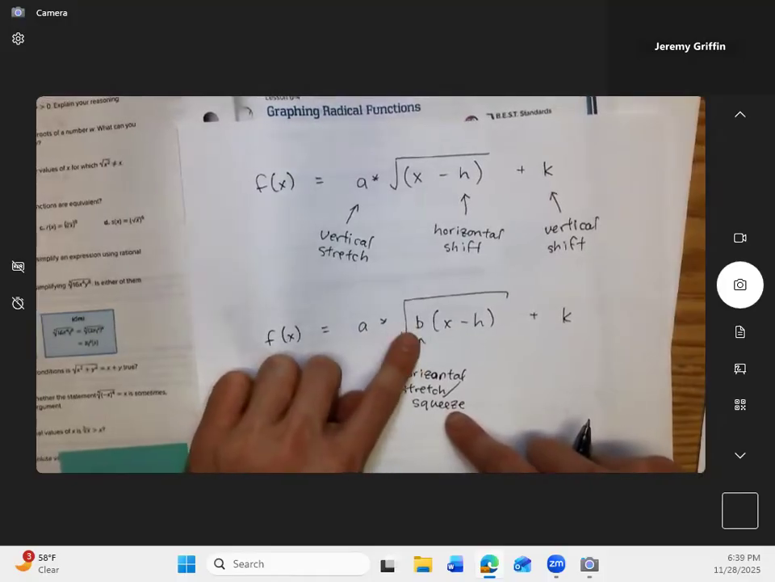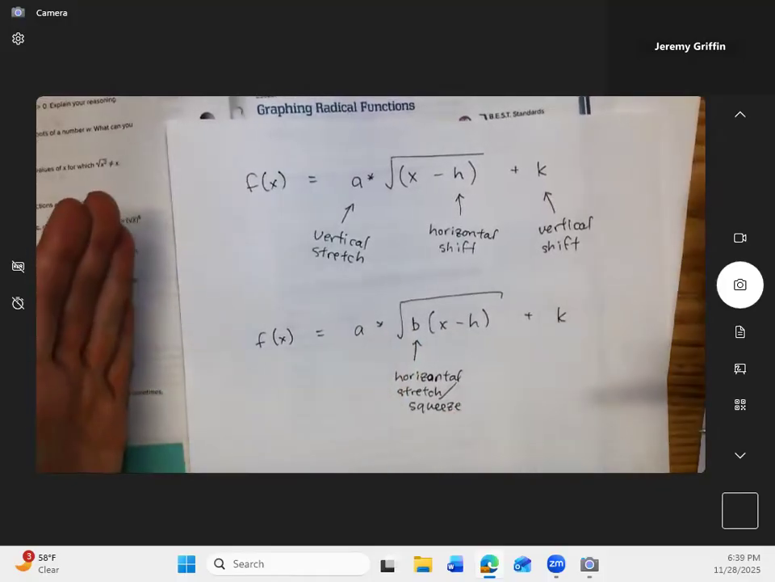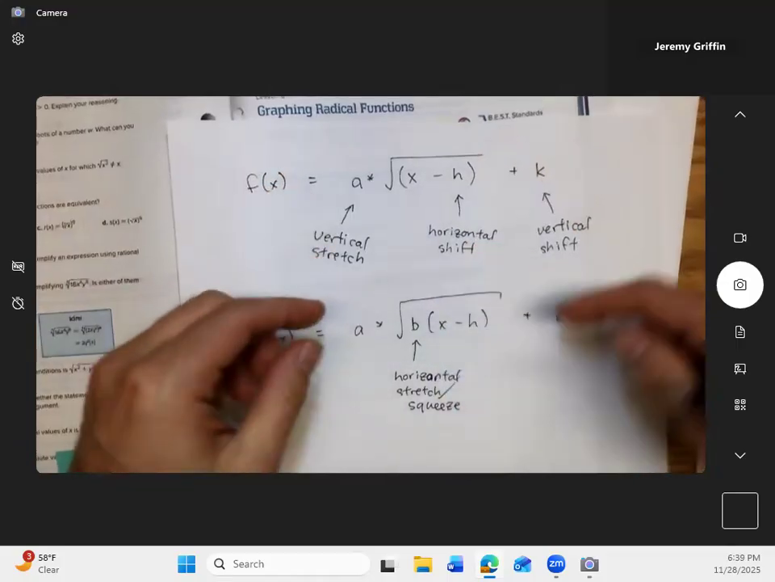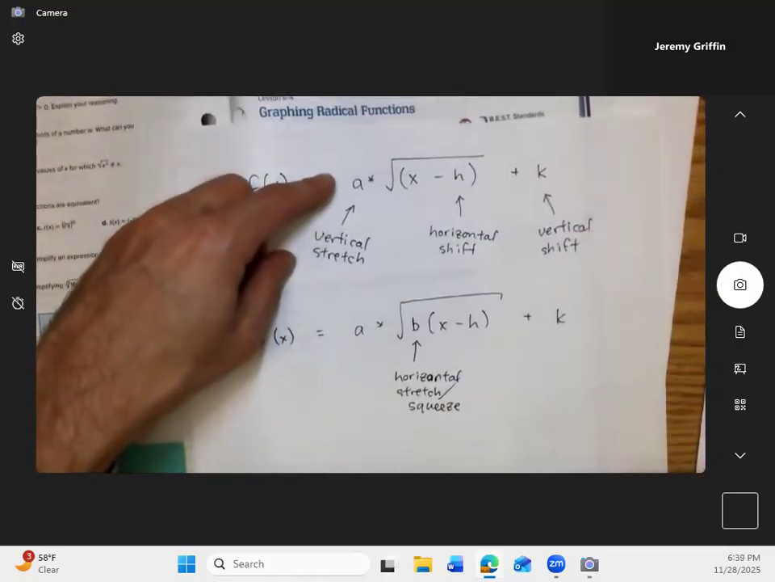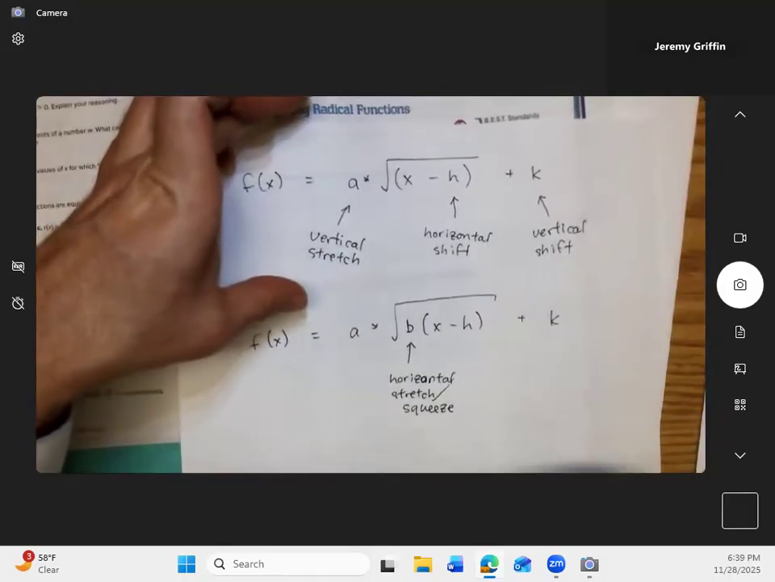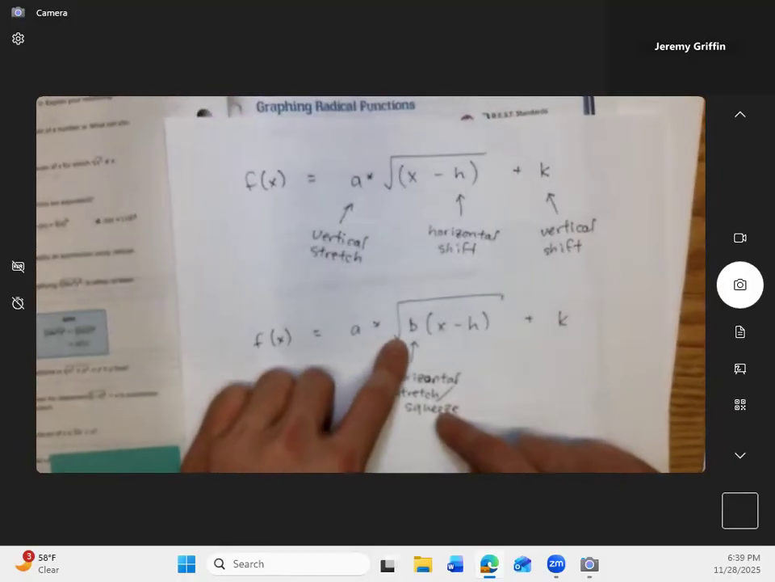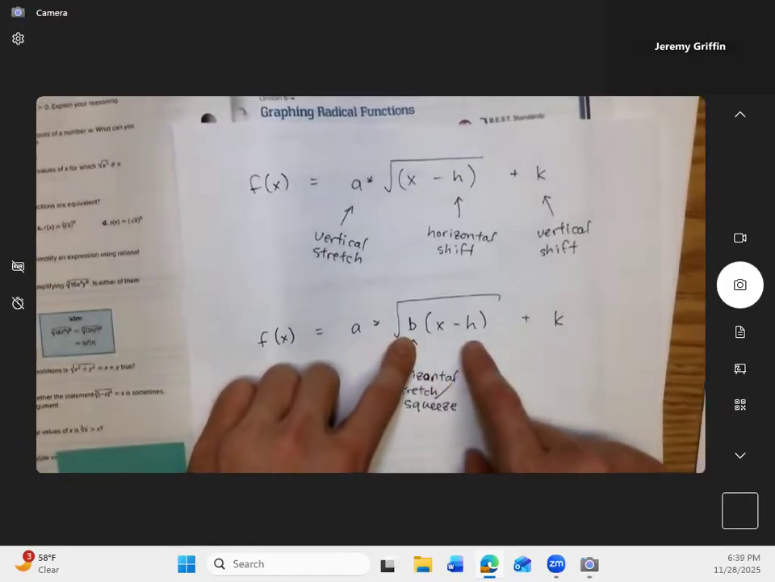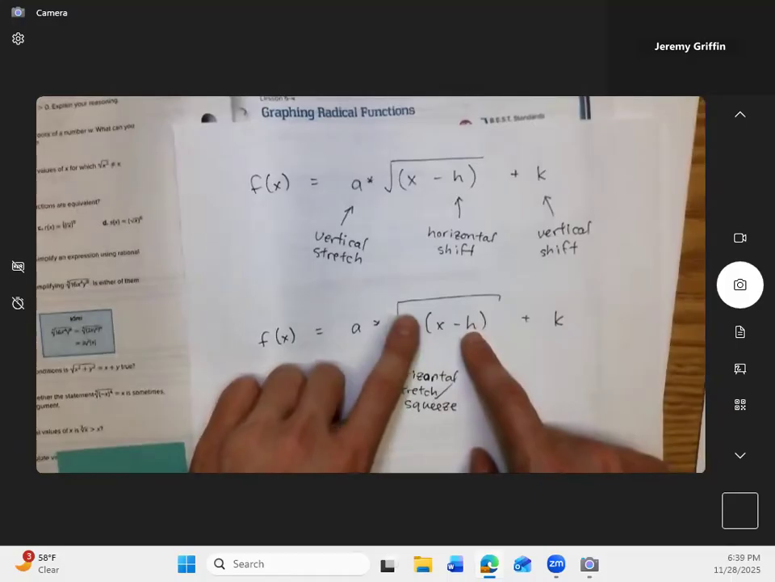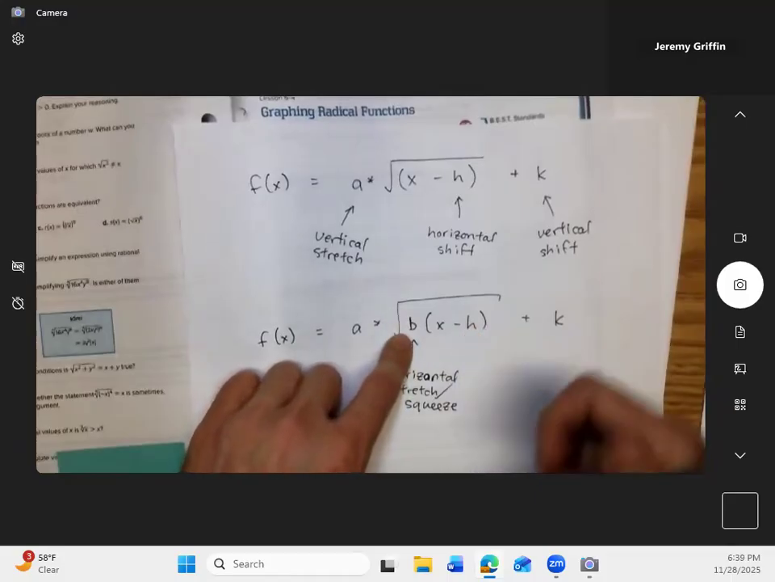Right? So the bigger this number gets, the more it's going to squeeze your function. Whereas the vertical stretch, the bigger it is, the more it stretches it vertically. But this one sort of works opposite that, squeezes it the bigger it gets. Also, notice how it's factored out of the x minus h. So it's like you've done the horizontal shift first, and then you worry about the horizontal stretch or squeeze afterwards.